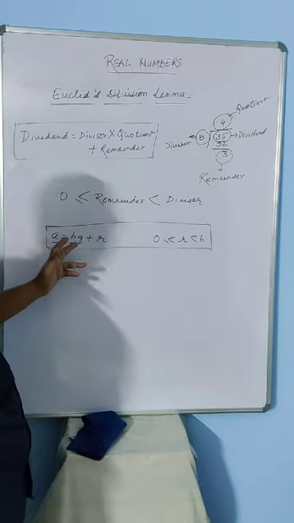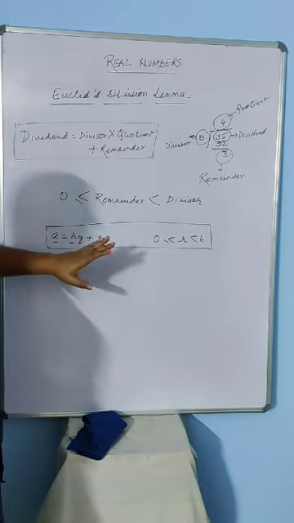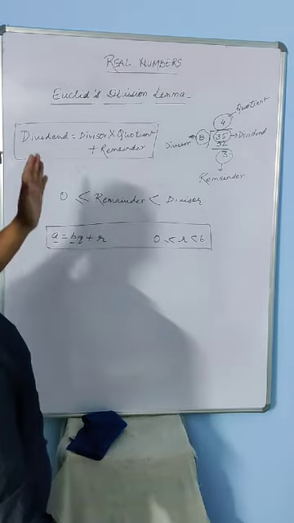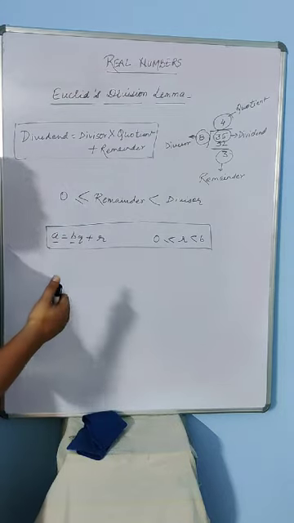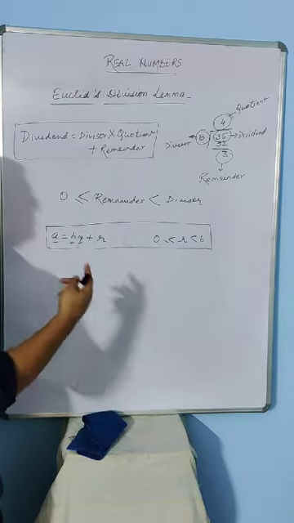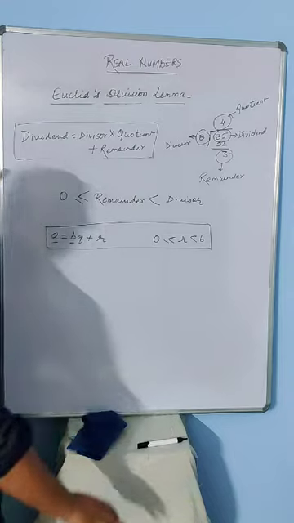Now we'll start with the problem solving. This was the basic introduction about Euclid's division lemma, and the set of steps that we are going to use, we'll name it as Euclid's division algorithm. Now let's start with the problem solving.